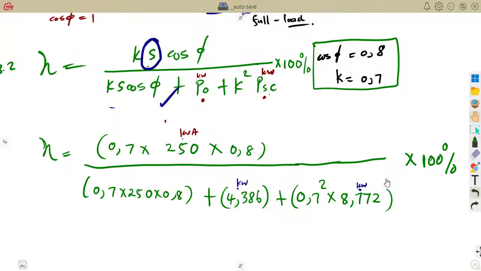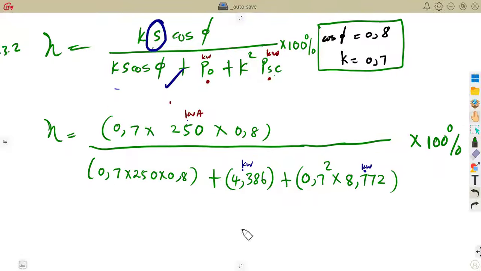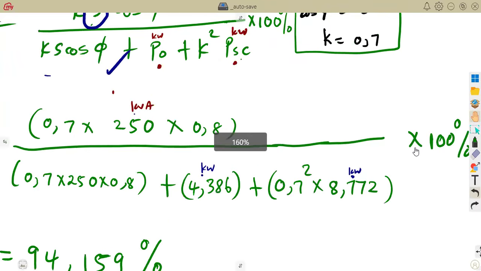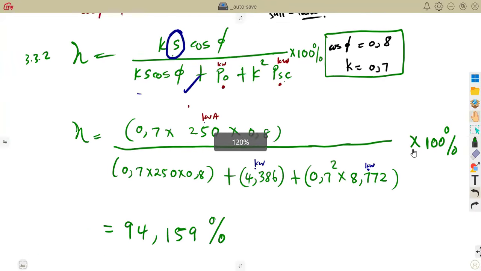That was going to give us the efficiency of our transformer at 70% of the full load. And that was going to be 94.159 if you multiply properly on your calculator. 94.159 percent. So this is how typical questions might be given, as we can see, this is an exam question. So typical questions, guys, might be given as this.